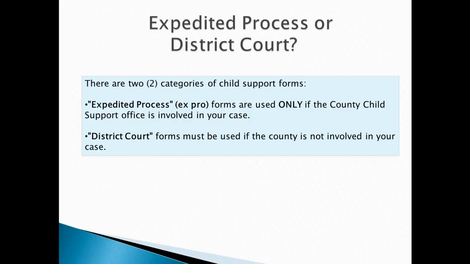There are 2 categories of child support forms. Expedited process forms are used only if the county child support office is involved in your case. If the child support comes directly out of your check, or if the other parent or joint child is receiving public assistance, then the child support office is probably involved in your case. Expedited process is also called ex pro.